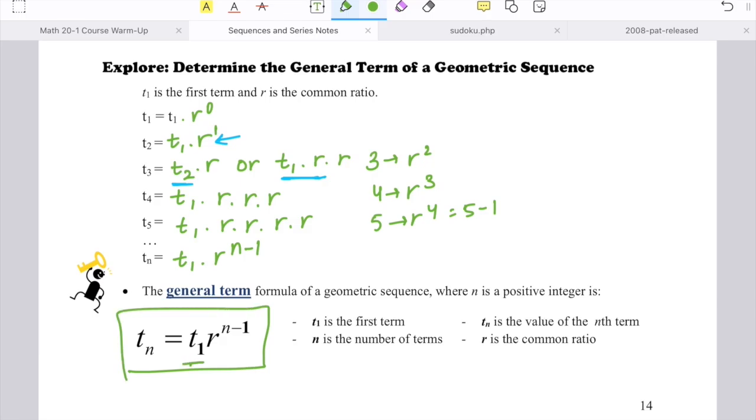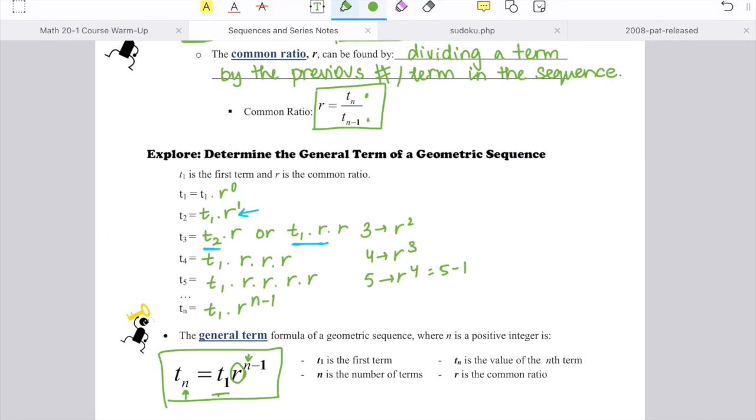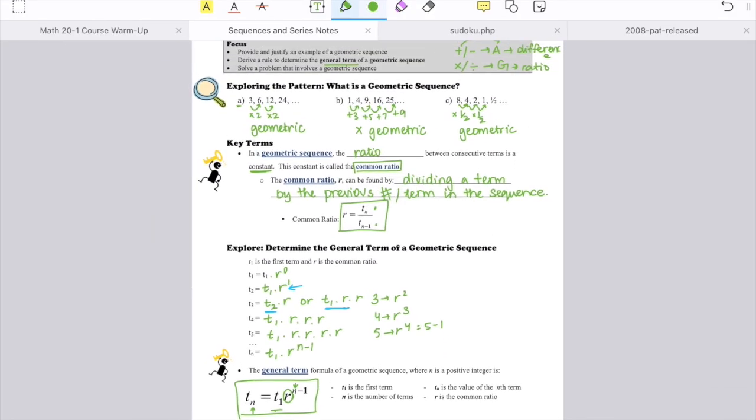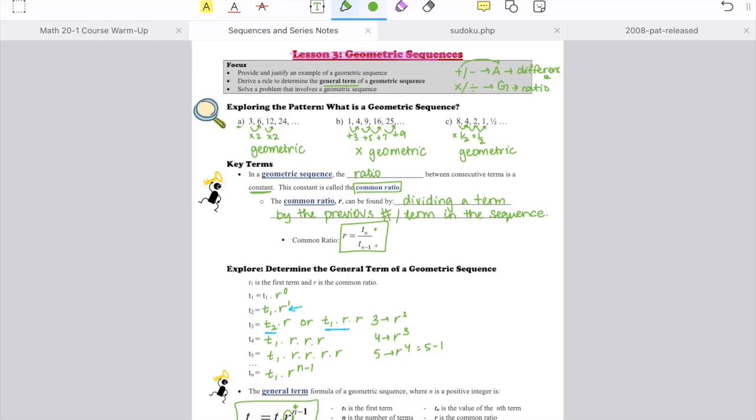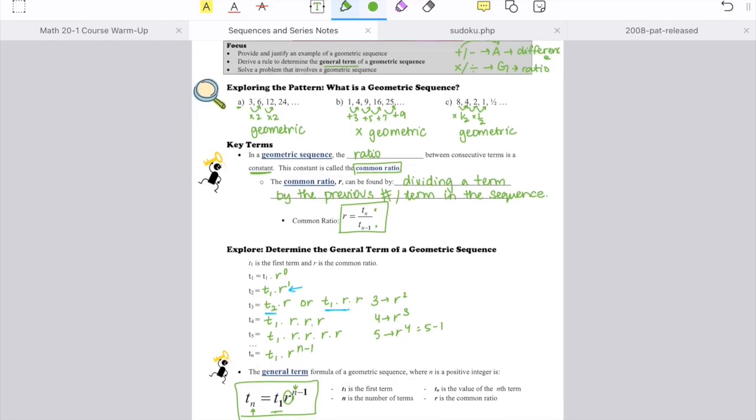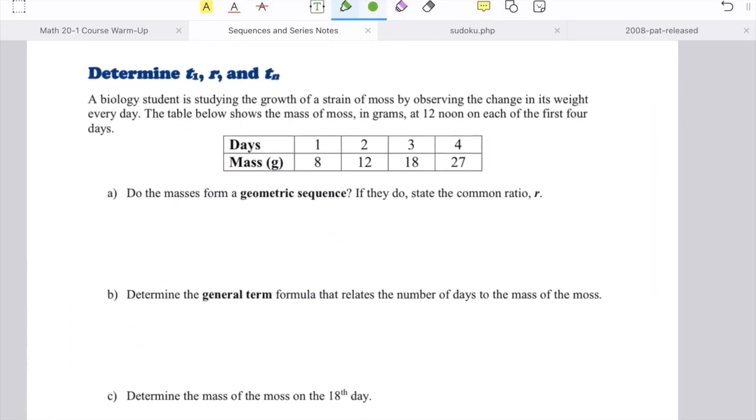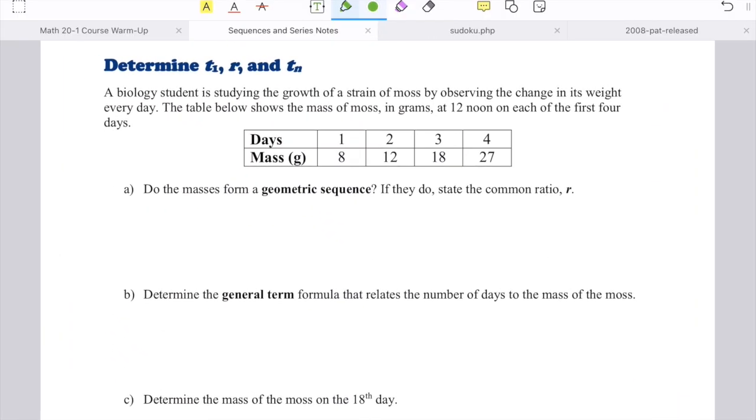So T1 is your first term, n is the number of terms, R is your common ratio. And these are the main terms. Any questions or confusions about geometric series or sequences, sorry? Yeah. Okay. Let's look at how we can solve a question that involves geometric series.